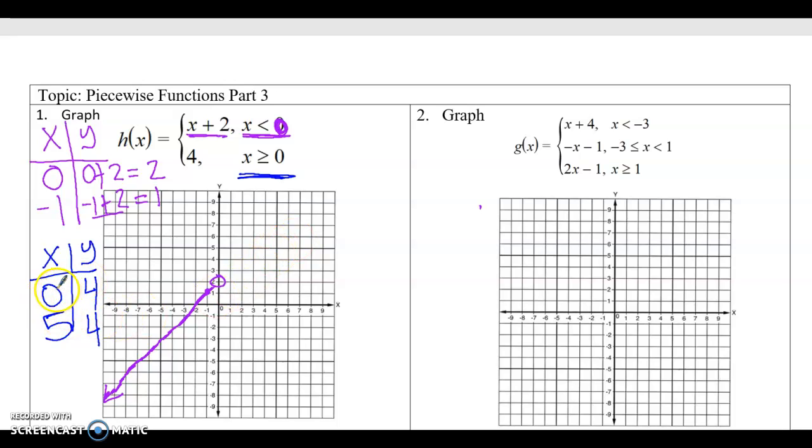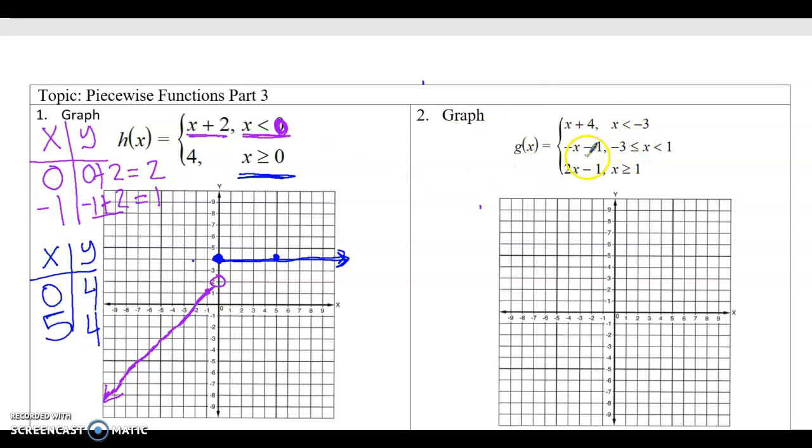Okay, so now I'm going to graph my points, 0, 4, and it's a closed dot because it is greater than or equal to 0, so that means it can equal 0, so that means it's included. And then my next point is 5, 4, which is right here. And then x is greater than 0, so I'm going to connect the dots. So I'm going to start with my first x value and then keep connecting them until I'm off the graph, okay? And that's it. Not too hard.